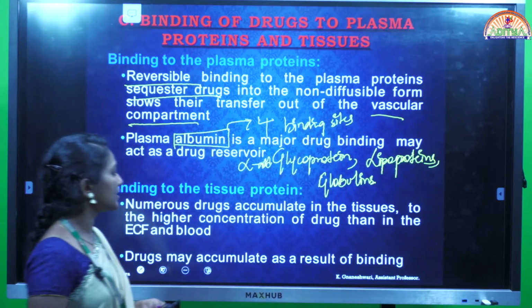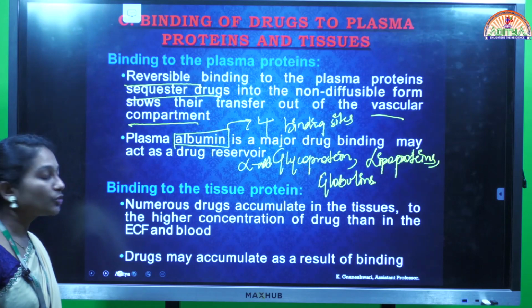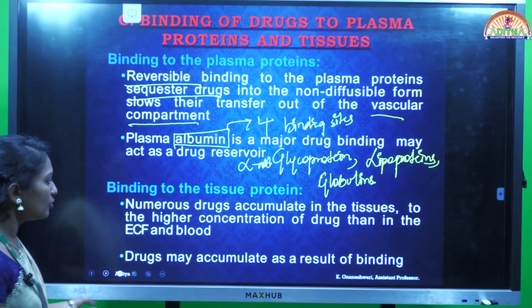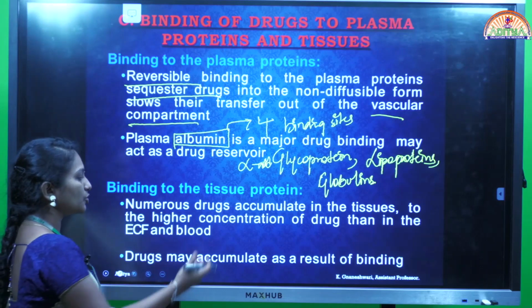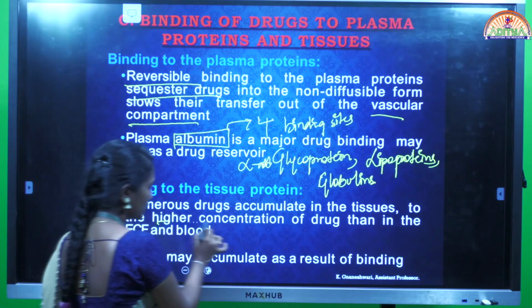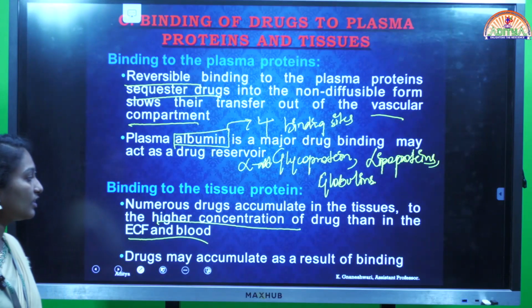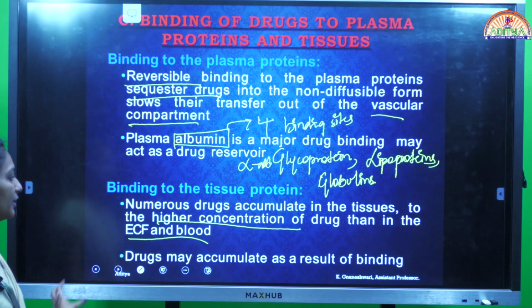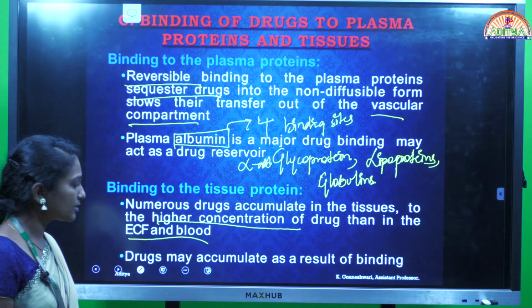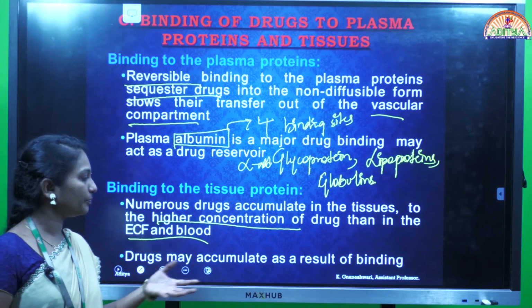Four different binding sites could be present. Okay, so that is within the plasma binding. And next, coming to the tissue binding. Here, most of the drugs could bind to the tissues, so a higher concentration of the drug will be present within the tissues than within the extracellular fluid and the blood. And the drugs are getting accumulated because they are being bound.